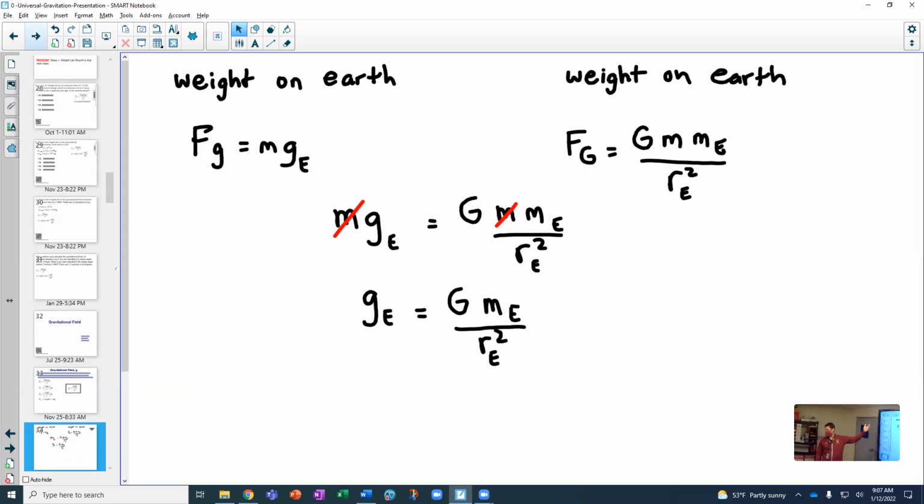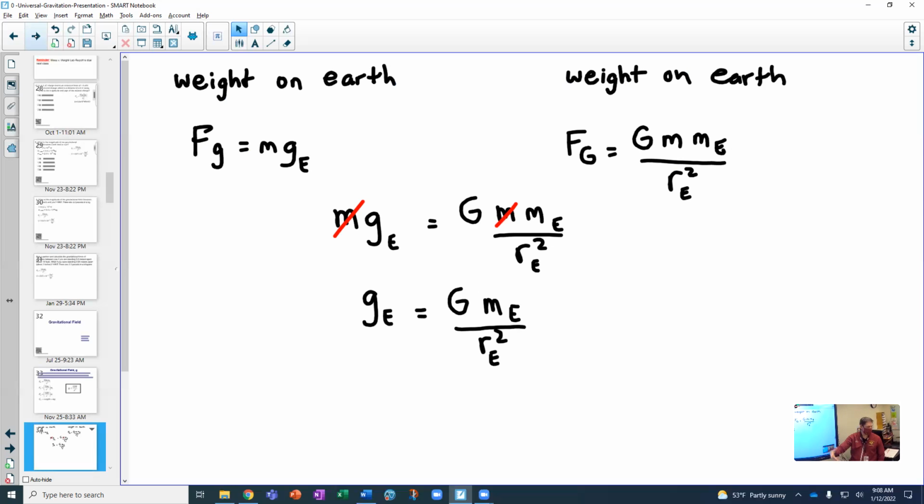We've learned last semester that you can find your weight on Earth by taking your mass, or any object's mass, times 9.8, the value of g on Earth. That's how we did it all last semester. Now this semester we're learning, well, you can also find your weight on Earth by taking capital G, the gravitational constant, times your mass times the Earth's mass divided by the Earth's radius squared. Now we've got two ways to find your weight on Earth. But since they're both your weight on Earth, we can set them equal to each other.